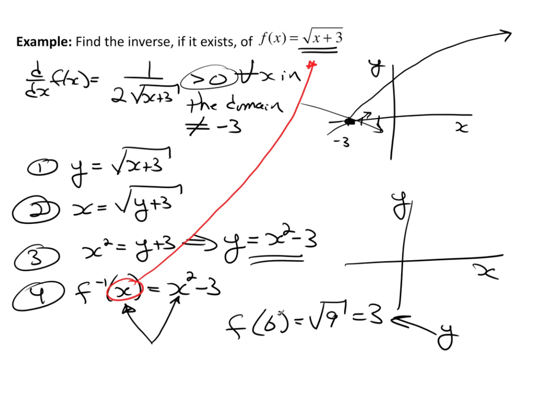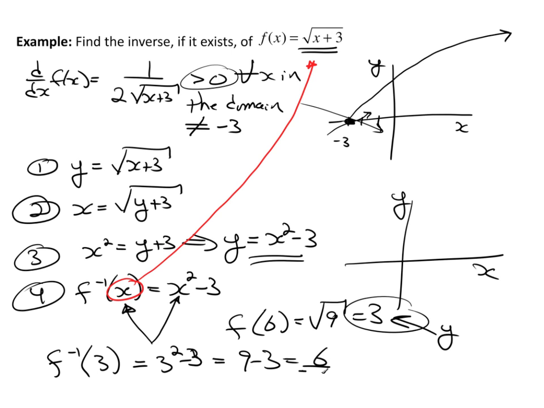Now when I put that into the inverse, I'm calling it x, because I typically will graph an inverse function on the xy plane. So I'm actually going to take f inverse of 3. That's my x, which is my original y. Well, f inverse of 3 equals 3 squared minus 3. That's 9 minus 3. That's 6. That's the original 6, my original x that I put into f to begin with.